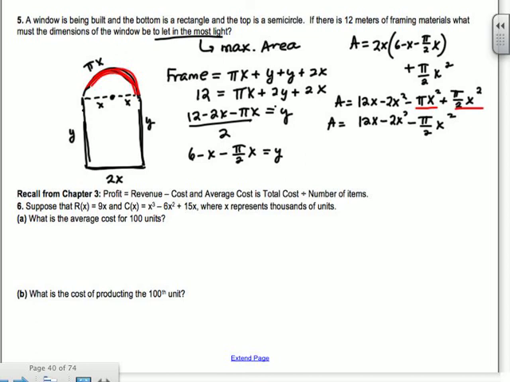Still with me? Do I need to go over that again? Just fractions. All right, so A prime equals 12 minus 4x minus, I'm going to have pi over 2 times 2, so pi x.